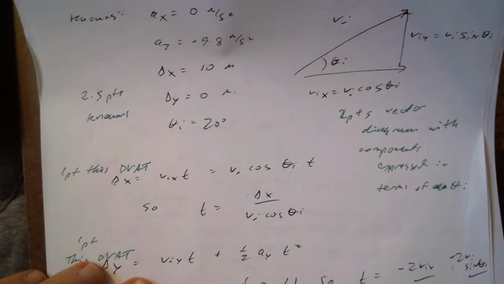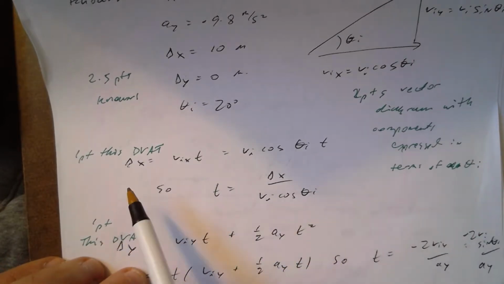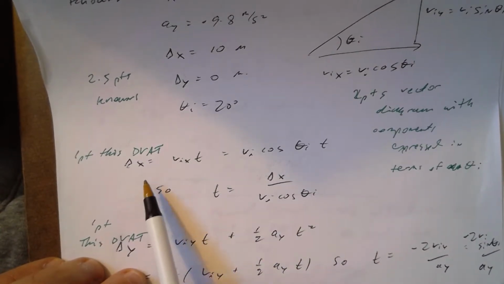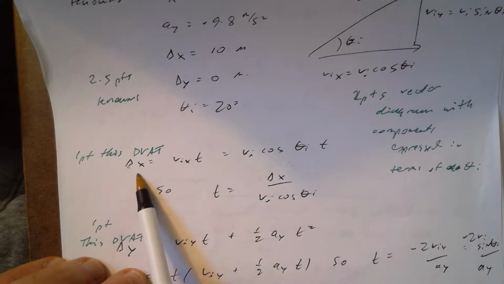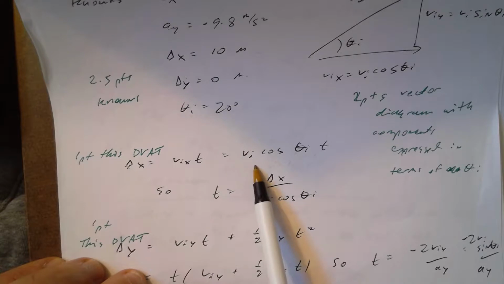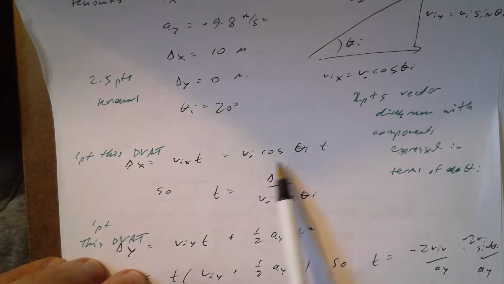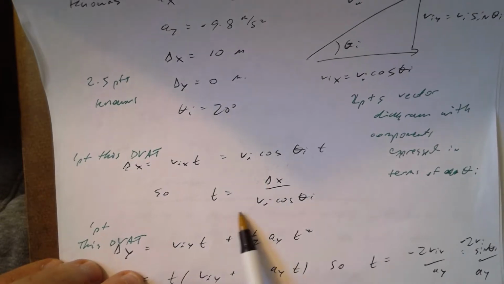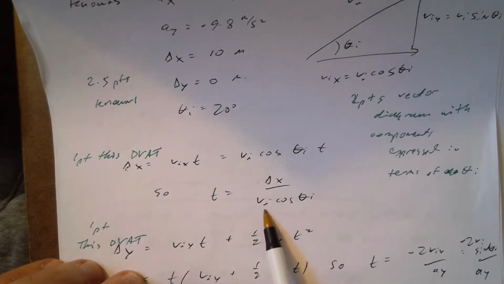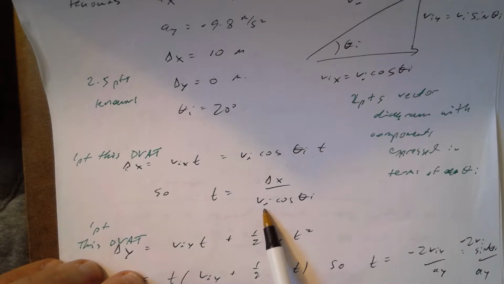Alright, so like we usually do in a projectile problem, we're going to solve for time first. We're going to use the x knowns this time. Delta x is VIX times t. VIX we know is the initial speed times the cosine of that angle, theta. So that's VIX times t. So time must be delta x over VI cos theta. We know delta x, we know theta. We don't know VI yet.